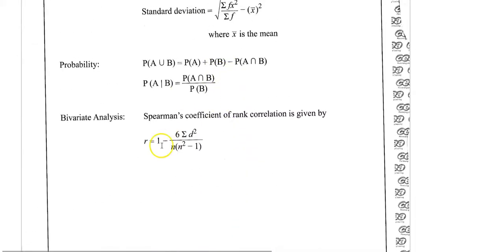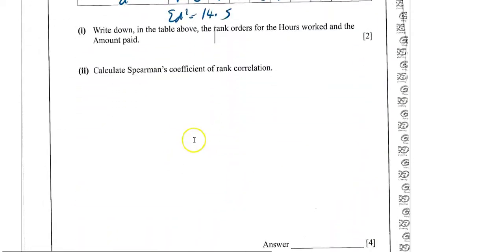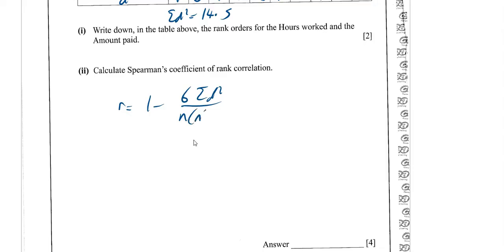Okay, and Spearman's rank correlation coefficient, which I've forgotten already. Here we are, here we have it. r is equal to 1 minus 6 sigma d squared over n upon n squared minus 1. So let's write that down. And then we just fill that in. So that's 1 minus 6 times sigma d squared, which is 14.5. My n was 10, and then 10 squared minus 1.